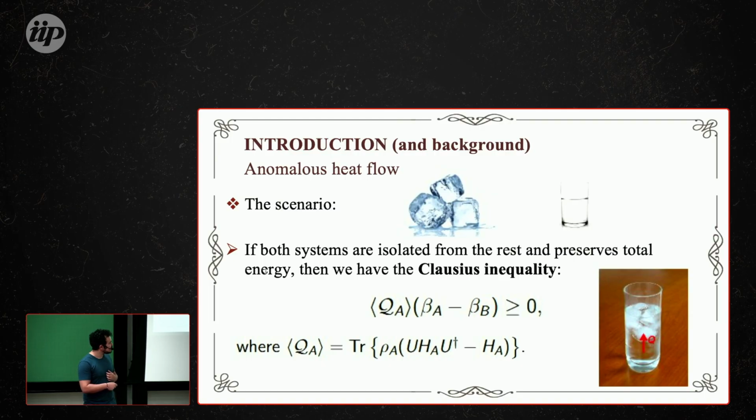And we obtain the inequality that we see, I don't know, since high school: if you have the system A colder than the system B, then you have beta_A bigger than beta_B, and we must have that A receives heat. I think that the easiest way to think is just putting ice inside a glass of water. So we have the heat flowing from hot to cold.